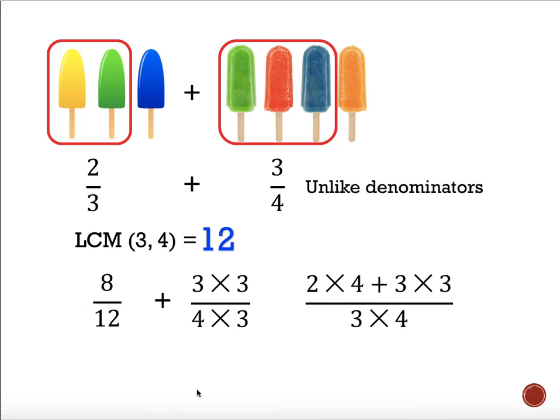Now, what do I get out of this? 8 by 12. This is 9 by 12. So now I have the same denominators. So I add the numerators together. I get 17 by 12. Now this is an improper fraction, so you can keep it as is or write it as a mixed fraction.